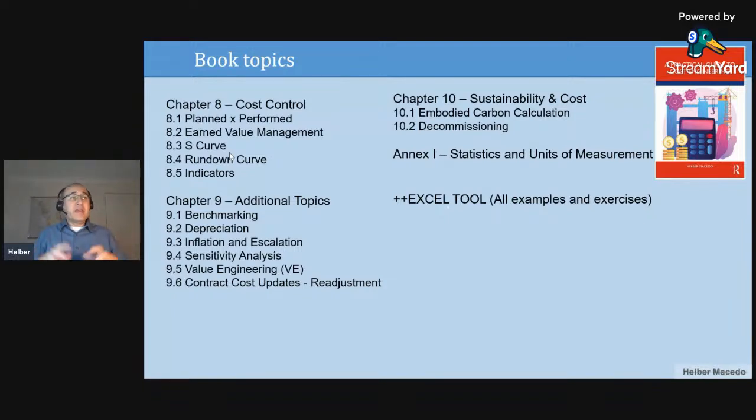Then we will go for some additional topics that can be helpful in all the book, like benchmarking, depreciation, inflation, sensitivity analysis, and readjustment for the contract. And finally, I have a small section about sustainability and cost and how to calculate the carbon footprint in your project, and about the decommission. I know that there are a lot of projects that are finishing their life after 20, 30, 40 years, and it will become an important topic as well.